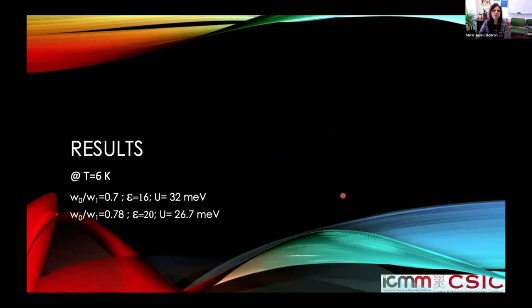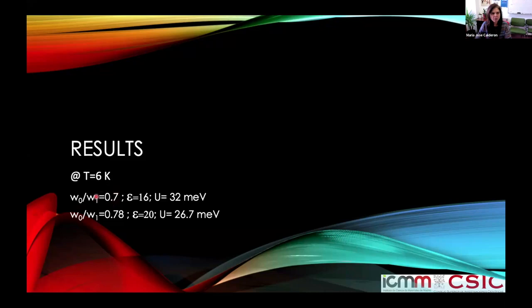Okay, so let's go to the results. Just a note that I'm going to focus here on results for a temperature of 6 Kelvin. And I'm going to show results for two sets of parameters. The qualitative results are very similar, but I have these two sets just because of the way that we have been performing the calculations. But you will see that they are all consistent. So this ratio first that I didn't introduce, omega naught divided by omega 1, is just the ratio between the tunneling at the AA stacking points compared to the AB positions.